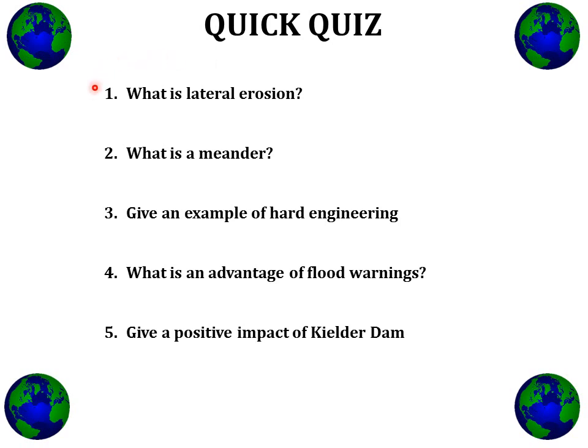So to summarise water on the land, this is just a quick quiz. So if you just want to maybe pause the video and answer the questions, but I'll just read the questions to you first. What is lateral erosion? What is a meander? Give an example of hard engineering. What is an advantage of flood warnings? And give a positive impact of Kielder Dam.